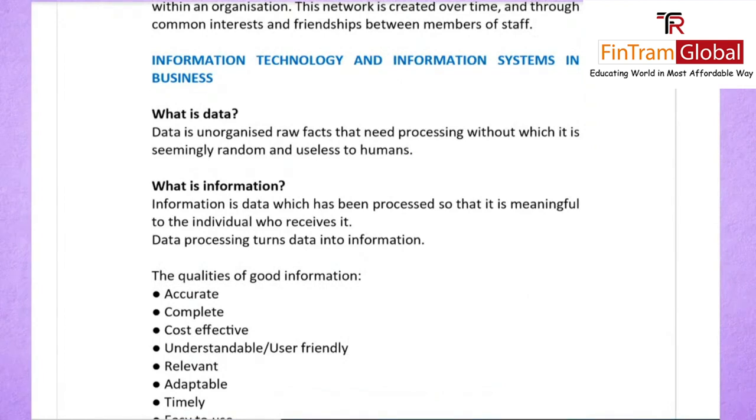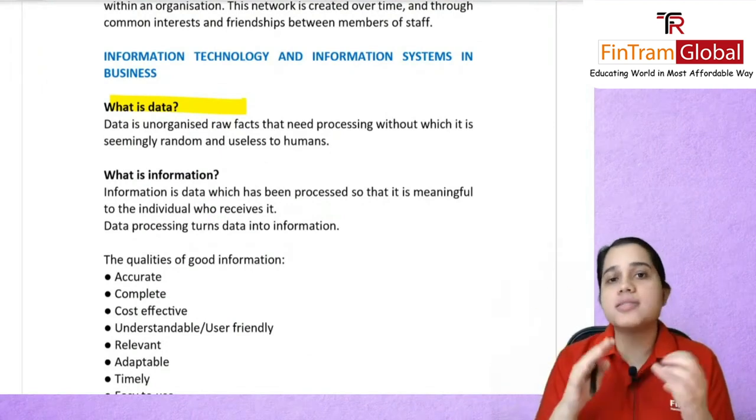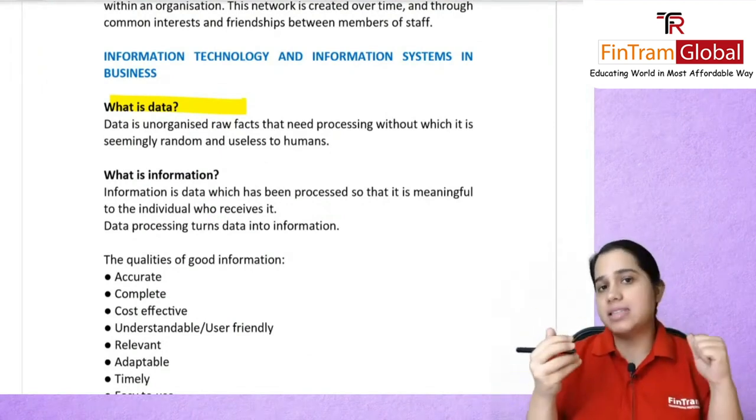So in this session, if you remember, we had talked in detail about what is data, what is information, and various sorts of information systems that can be used by business. So let's start by understanding what is data. If you remember, what did we say? That data is unorganized raw facts that will need processing if you want to make some sense out of it. So on its own, you can't really use data. After you process it, only then you'll be able to make sense out of it.